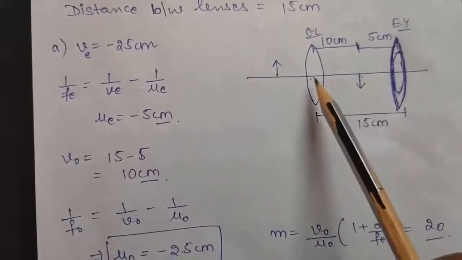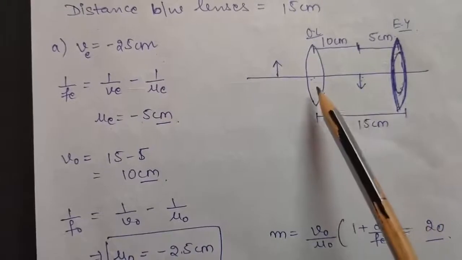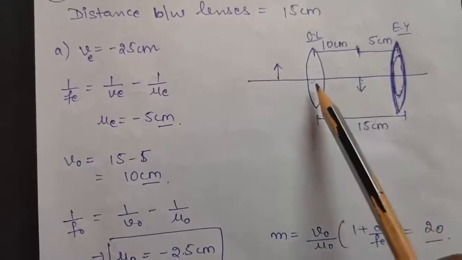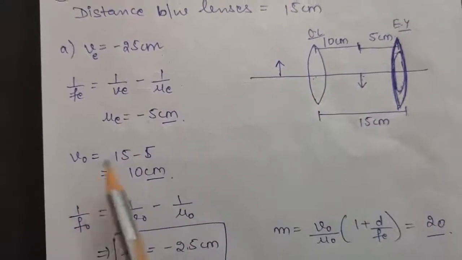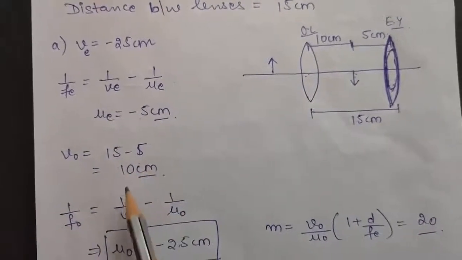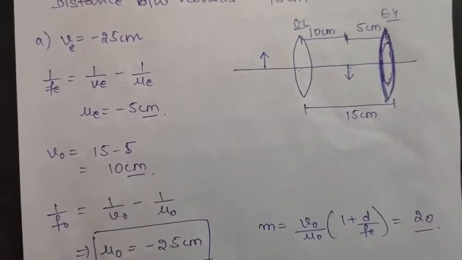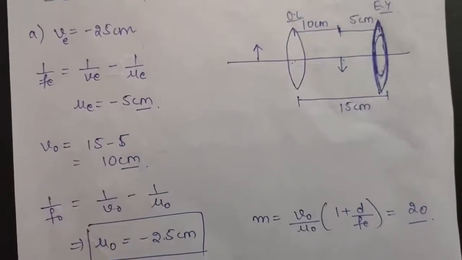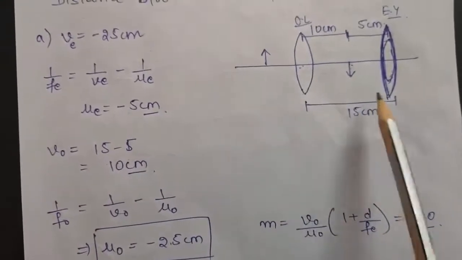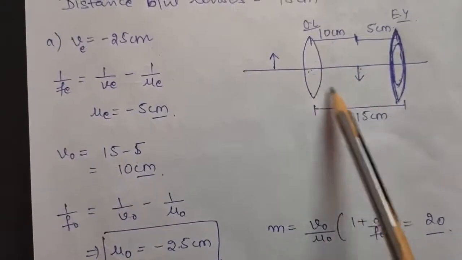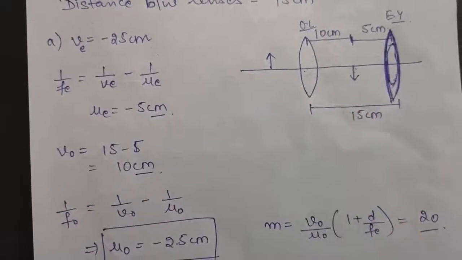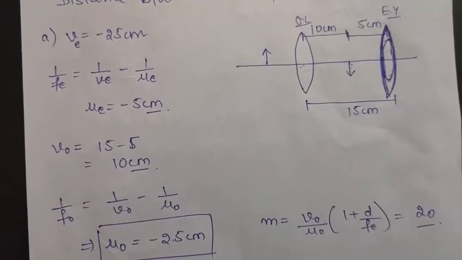So now you can say V0. See, this is nothing but the image by the objective lens. So we can say V0 is nothing but 10 centimeters. So V0 will be 15 minus 5, that will be 10 centimeters. So here I will suggest you in such questions always draw a rough diagram, because by drawing a diagram we can easily say that this will be 10 centimeters. So therefore draw a rough diagram and see which value is coming to be there.